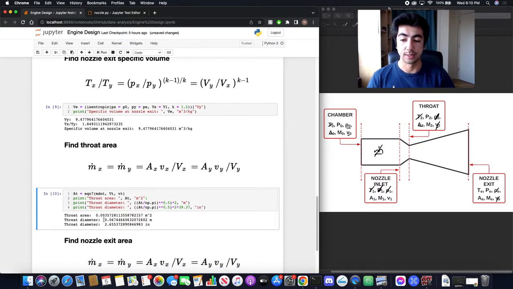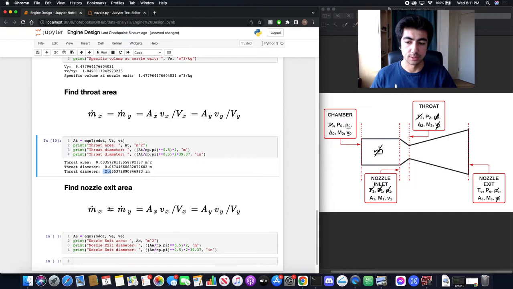And so here we get our throat area. I've also outputted the throat diameter in inches and meters. So if you think about this, this is a throat diameter of 2.6566 inches approximately. So this is where you start to get a sense of how big this engine is going to be. We have our throat diameter, and that's going to be 2.6 inches. So let's see what the other areas are.